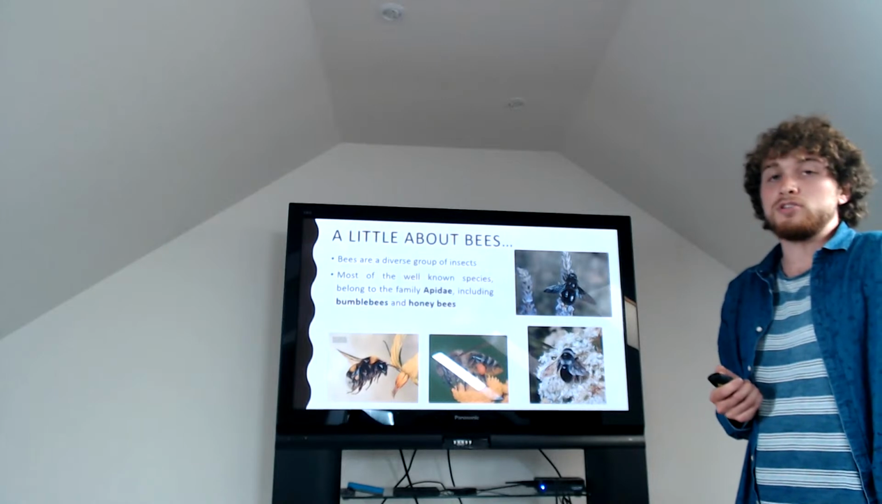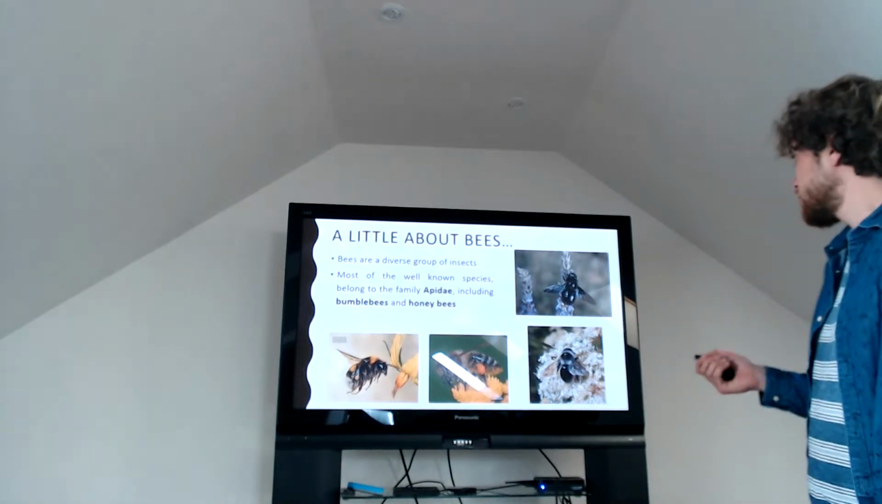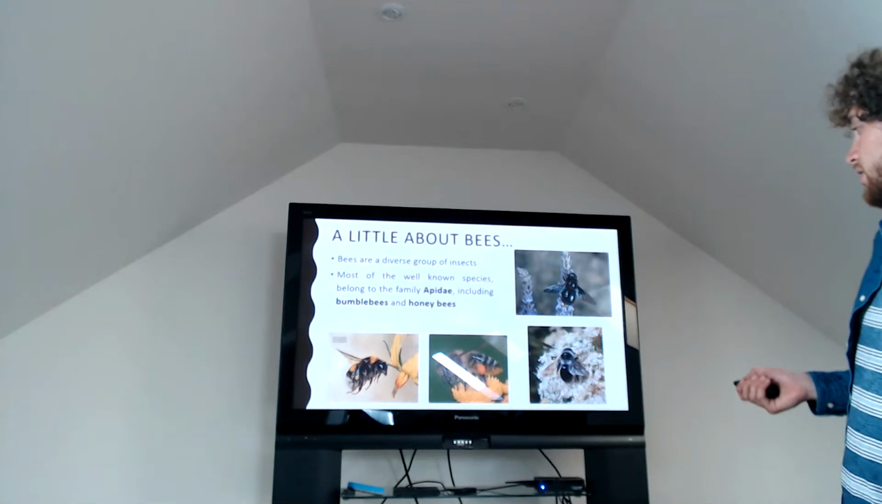However, there are other bees you might run into, even on Alderney. So this is the carpenter bee, and this is the ashy mining bee.